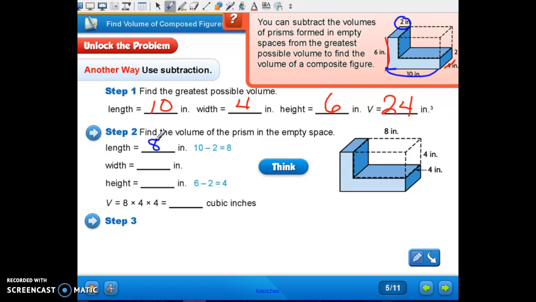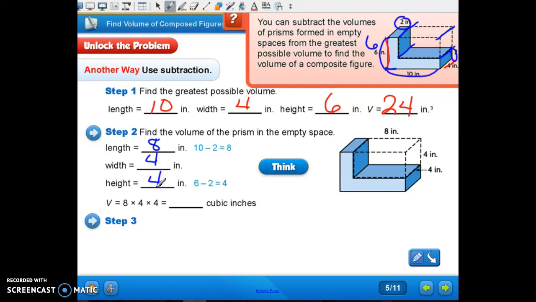Then the width. Is the width going to change? Isn't this 4 inches everywhere? Yes. And is our height going to change? Yes. What is our height going to change to? 4. How do we get 4? 6 minus 2. Because this whole thing is 6, but this little bottom part is 2. So then our height is only 4.